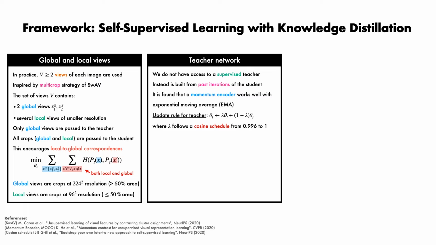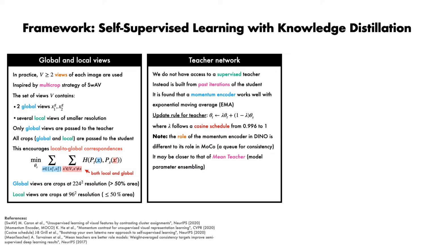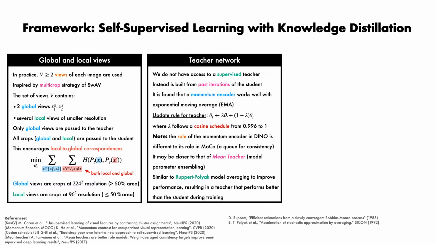One point noted here by the authors is that the role of the momentum encoder in DINO is quite different to its role in MoCo, where it is used to provide a queue of samples that are compatible with the current visual encoder. In DINO, its role may be closer to that of mean teacher, where a strong model is produced by ensembling the parameters across multiple model instances. As a result, similarly to Polyak-Ruppert model averaging across parameters, which has been shown to improve performance, the momentum encoder produces a teacher that performs better than the student throughout training, and as a result, is able to guide it with higher quality representations as supervision.